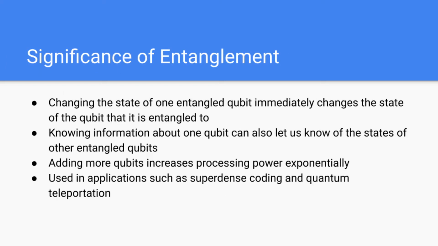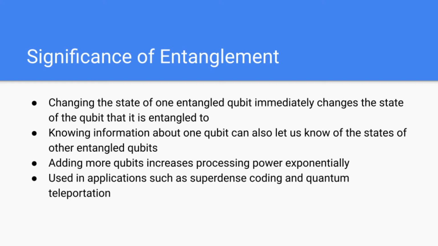So what is the significance of entanglement? Well, changing the state of one entangled qubit immediately changes the state of the qubit that it is entangled to, right? So if we have the first Bell state of 50% chance of collapsing into 0, 0 and 50% chance of collapsing into 1, 1, by changing the state of one of these entangled qubits, we also change the value of the other, as if the first qubit is 0, then the second qubit must also be 0, and if the first qubit is 1, then the second qubit must also be 1 as well.